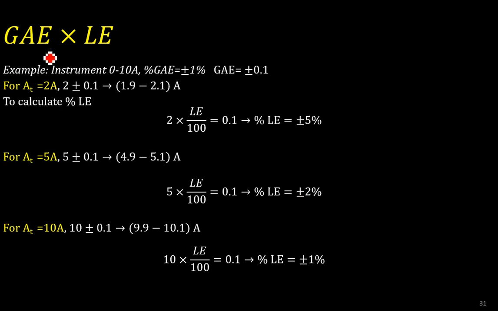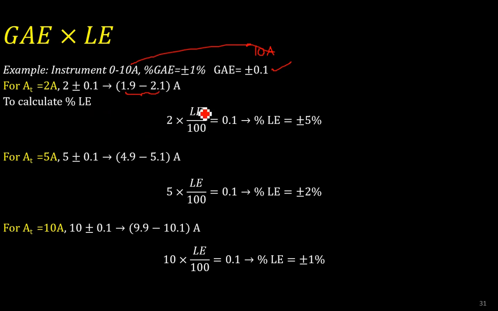Now, when you compare guaranteed accuracy error and limiting error, you have both the values specified. You are given guaranteed accuracy error for the 0 to 10 ampere instrument with 1% guaranteed accuracy error. So the value of guaranteed accuracy error will be 0.01. This we have already seen, because you are calculating this with respect to 10 ampere, which is the full scale value. Now when you are measuring 2 amperes, true value is 2 amperes, you are getting a reading in the range 1.9 to 2.1, that is 2 plus or minus 0.1.